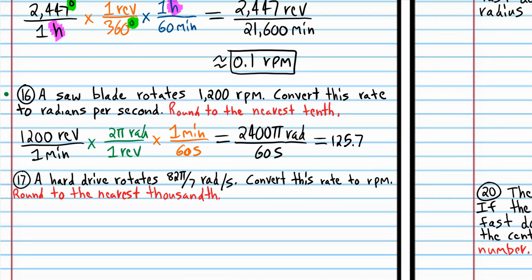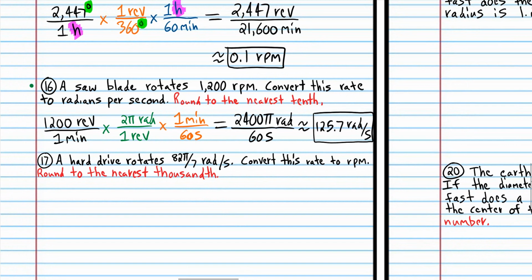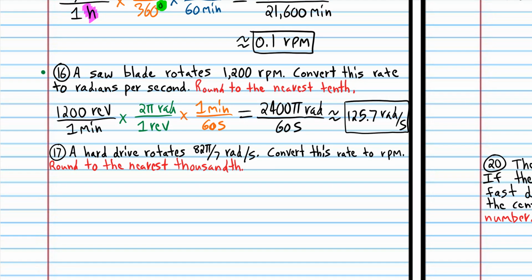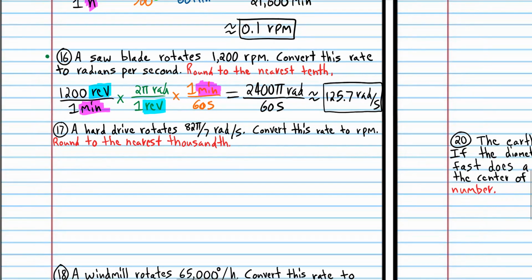And the units are radians per second. And we should put approximately equal to. So if you got that one right, excellent. I know that it works because the revolutions cancel out, and I also know that the minutes cancel out. So if you got that one right, good.